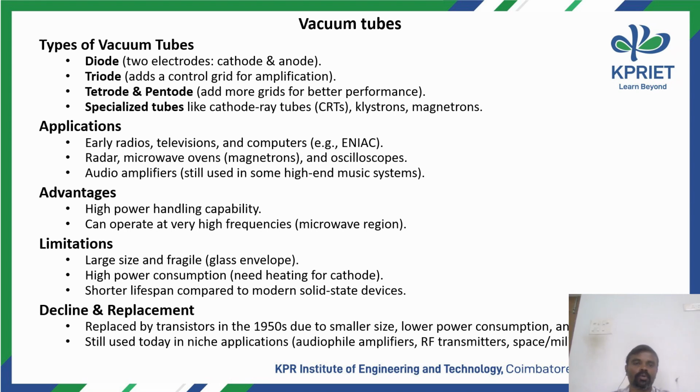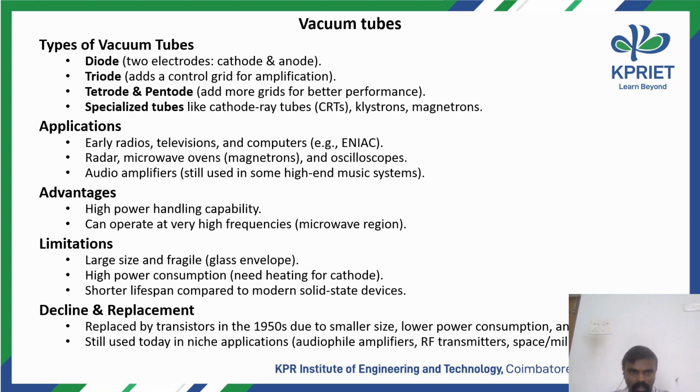Then they can be used in radars and microwave ovens. As I told you, magnetrons can be used in microwave ovens for heating applications, that is cooking food at home. Then they can be used in oscilloscopes. In the laboratories, we are using oscilloscopes for visualizing the flow of electrons and to analyze any circuit. In such devices, we are using these vacuum tubes. Then they can be used as an audio amplifier. We know that it's a main application of vacuum tubes. Here the given sound will be getting amplified at the output.